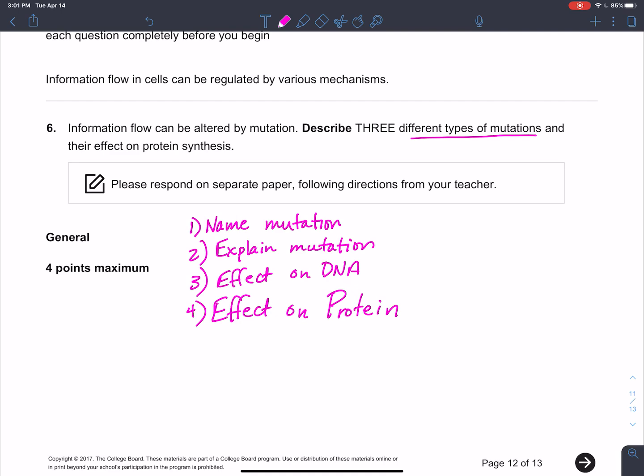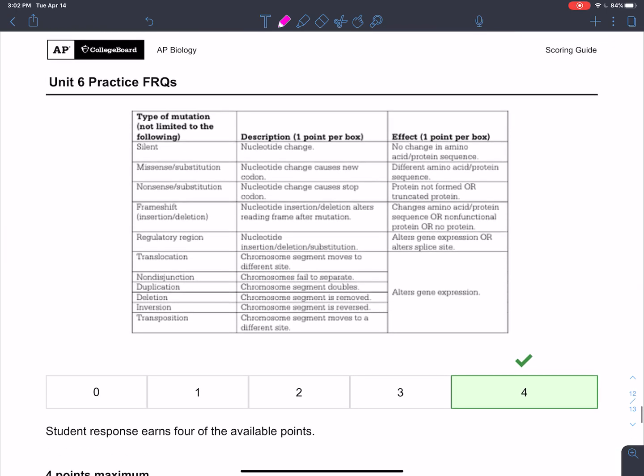It says describe 3. Now, part of the reason they say describe 3 is because they're going to assume people will miss a detail. They're giving you basically 3 chances to answer for 2 that they need to see. So, they give you a whole list of mutations, and you have to say exactly what it is and what the effect is. So, let's look at their list.